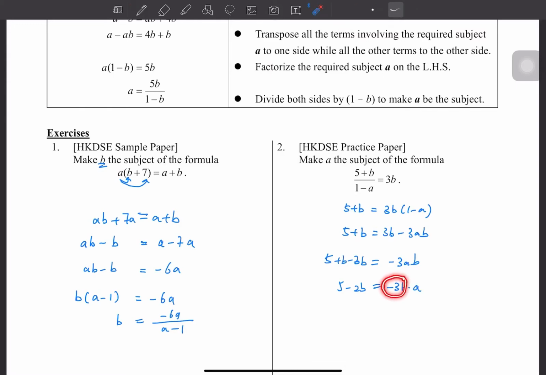Last step, this time I do not need to take out the common factor because we have one term related to A only, so divide it. So 5 minus 2B over negative 3B is your answer. You do not need to do any simplifications.